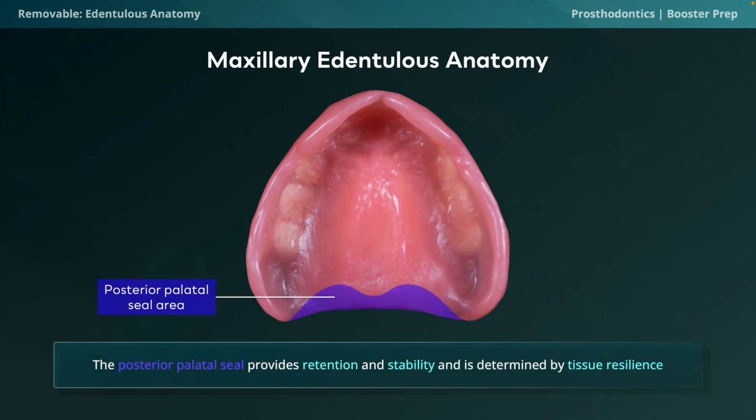Next, we have the all-important posterior palatal seal area. To further prevent dislodgement of the denture, the posterior palatal seal resists horizontal and lateral forces acting on the maxillary denture as it terminates on soft, resilient tissue. Thus, the posterior palatal seal provides retention and stability and is determined by tissue resilience.